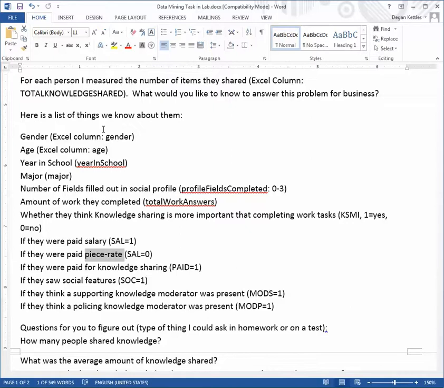So think of the difference between people that are salaried and just work a regular desk job versus a salesperson who gets paid on commission. That's piece rate. So this is for talking about a primary job that somebody might have in my experiment. And then related to knowledge sharing specifically, were they paid for that? One is yes, zero is no.